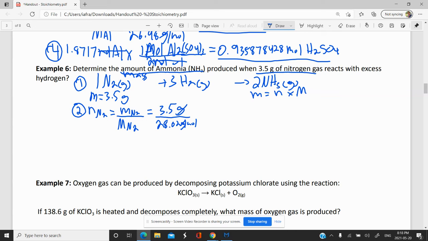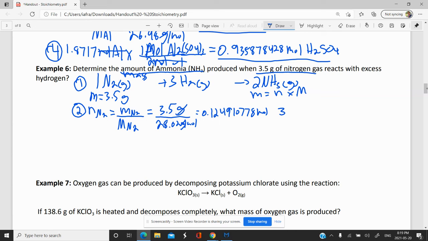Cross grams out, and we get 3.5 divided by 28.02, and we get this value here: 0.124910778 moles.